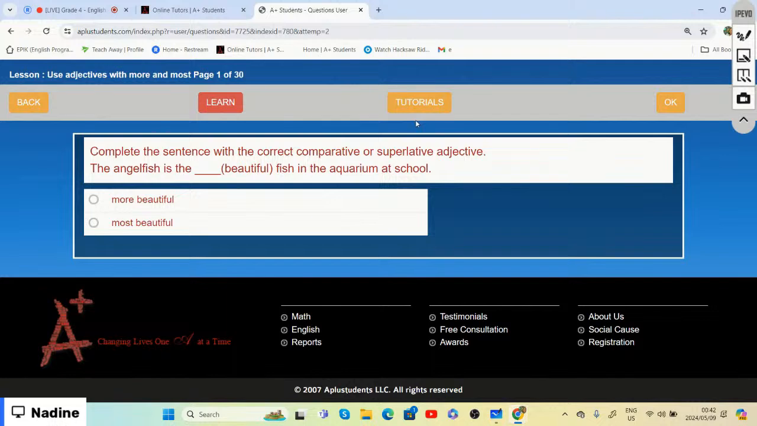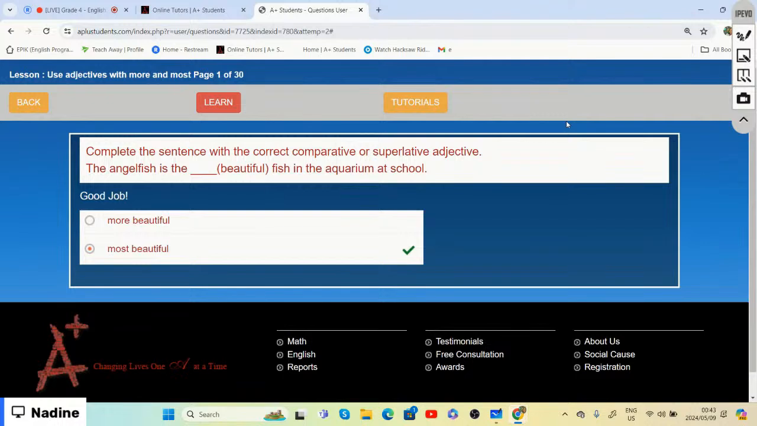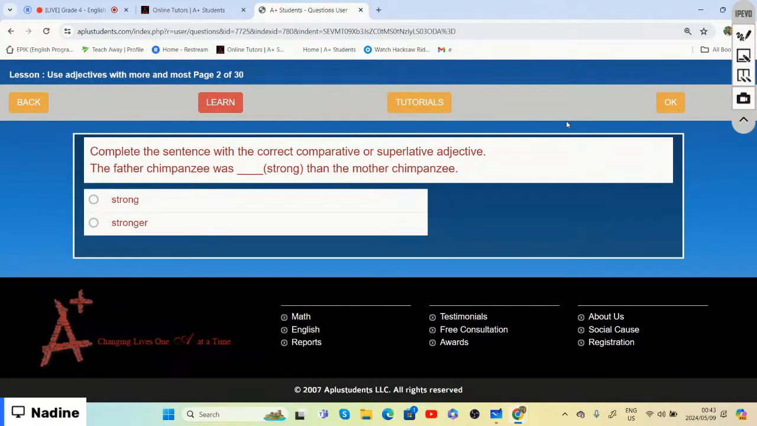So we will say the angelfish is the most beautiful fish in the aquarium at school because we are comparing the angelfish to literally all of the other fish in the aquarium at school. So that is a superlative adjective. So well done. Most beautiful is correct. Option 2 is correct.